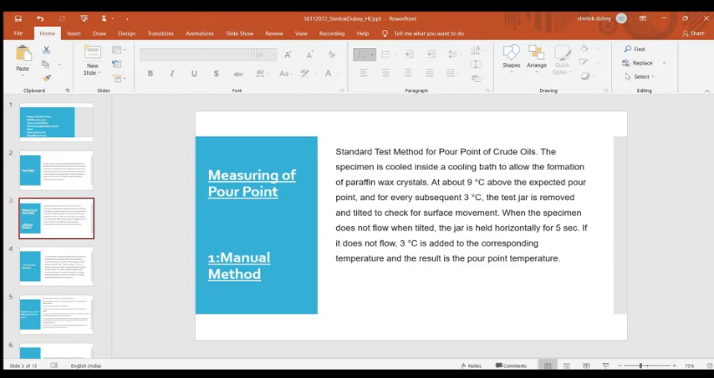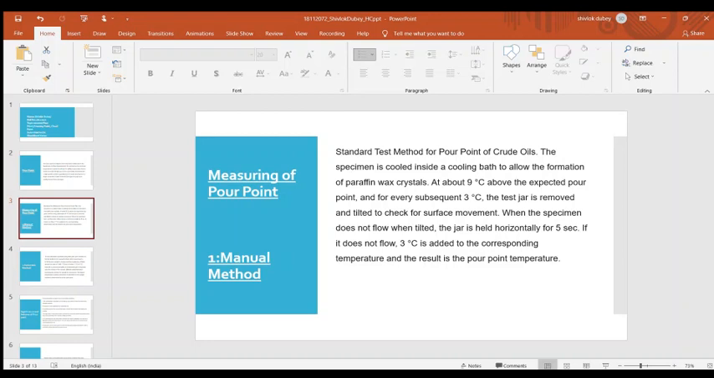So the next one is measuring of pour point. The first method to measure pour point is the manual method. This is a standard test method for pour point of crude oils. The specimen is cooled inside a cooling bath to allow the formation of paraffin wax crystals at about 9 degrees centigrade above the expected pour point, and for every subsequent 3 degrees centigrade the test jar is removed and tilted to check for surface movements.